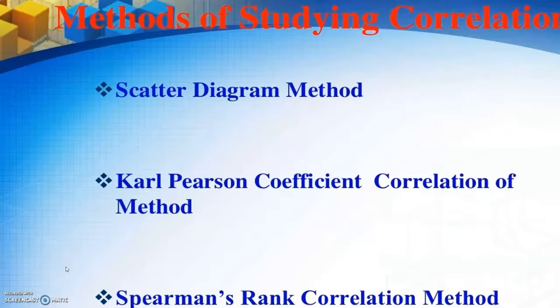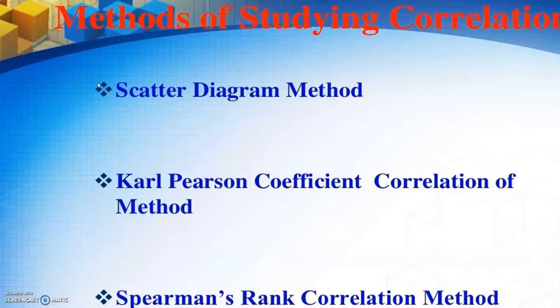What are the methods of studying correlation or techniques for measuring correlation? Three important tools used to study correlation are scatter diagrams, Karl Pearson's coefficient of correlation, and Spearman's rank correlation. This Spearman's rank correlation method is deleted for the year 2020-21. So you have to study both these methods, scatter diagram method and Karl Pearson's coefficient of correlation method.